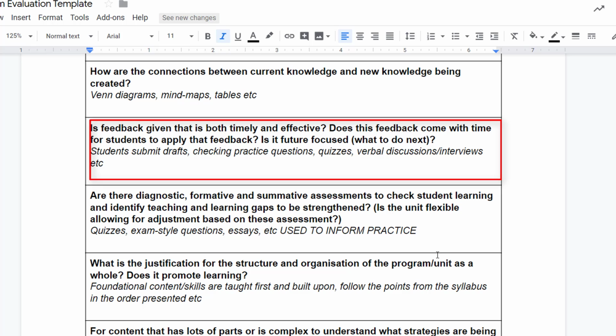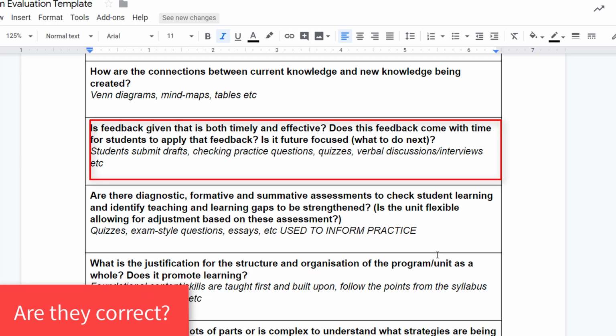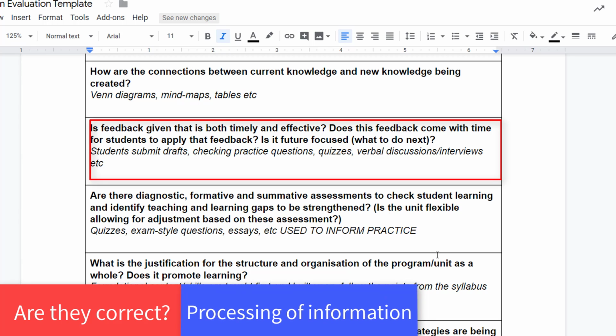The next question asked is if feedback is given that is both timely and effective. So this means that feedback needs to come at the time that the students need it, and it needs to be focused on or differentiated for your students and where they're at. So if your student is very new to the content, they need feedback on whether the content is correct or incorrect. As your students become more familiar with things, you want to move them into feedback that is more targeted on the processing and how they've gone about putting pieces of information together and making those connections.